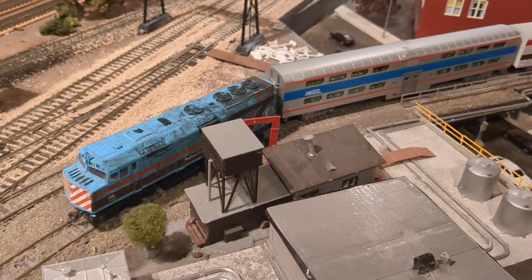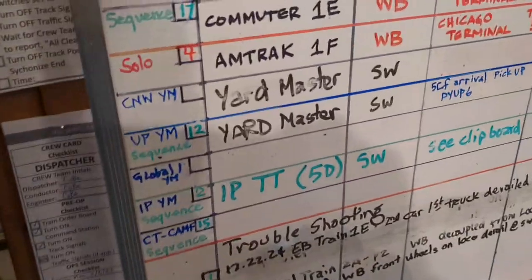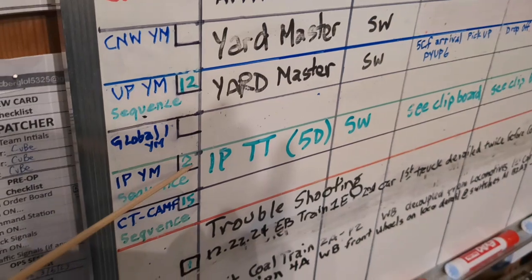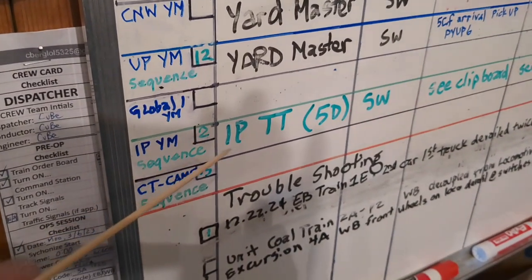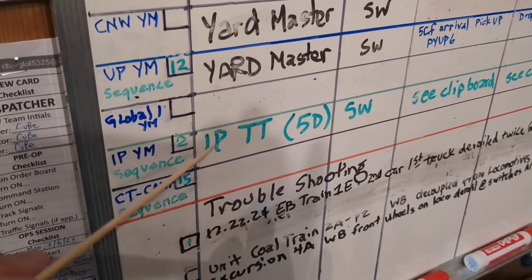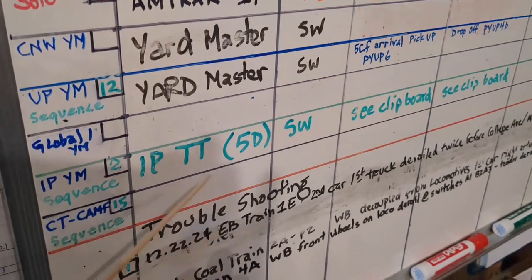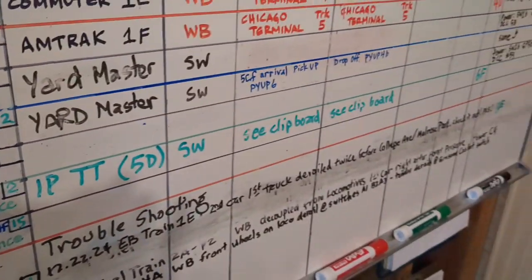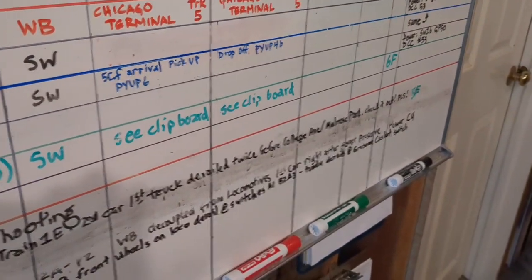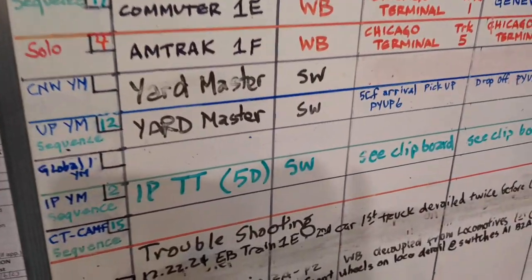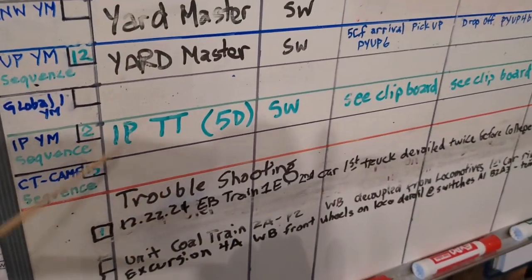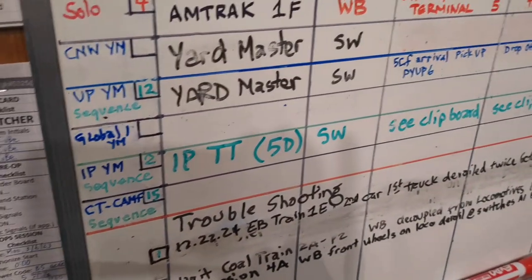Let's go back to the train order board and look at number 2. So number 2 is another kind of a setup. I've got 4 cars at the industrial park transfer track. They're right now at different facilities. So I'm going to be using the switcher over there. In fact, let's go over there and take a look.